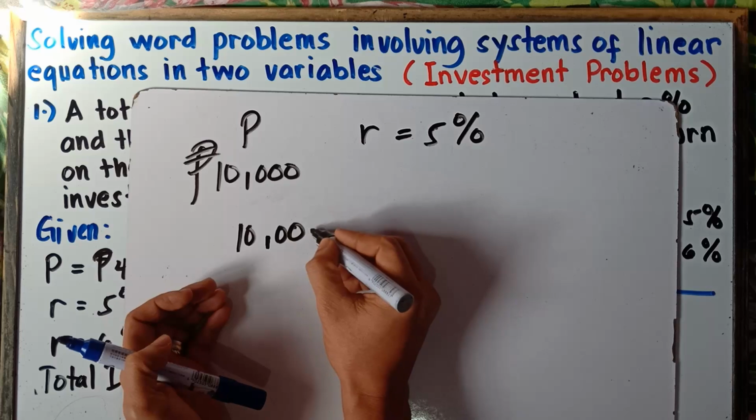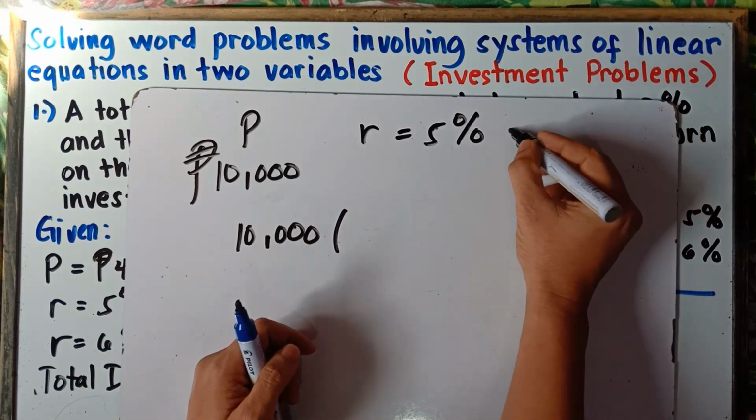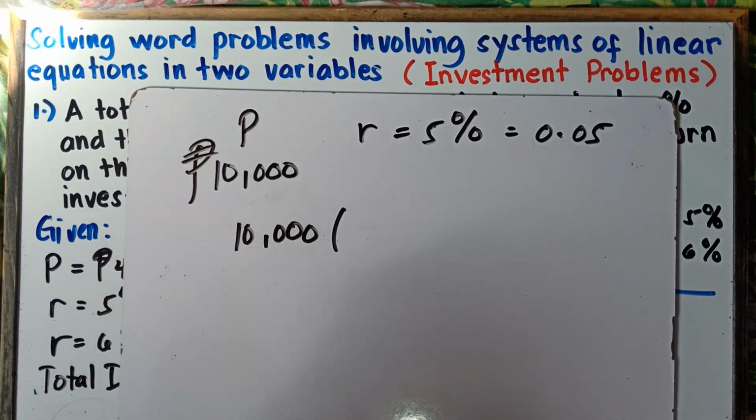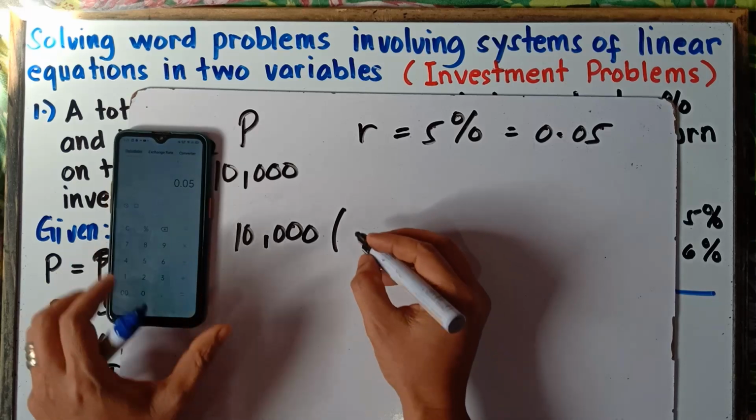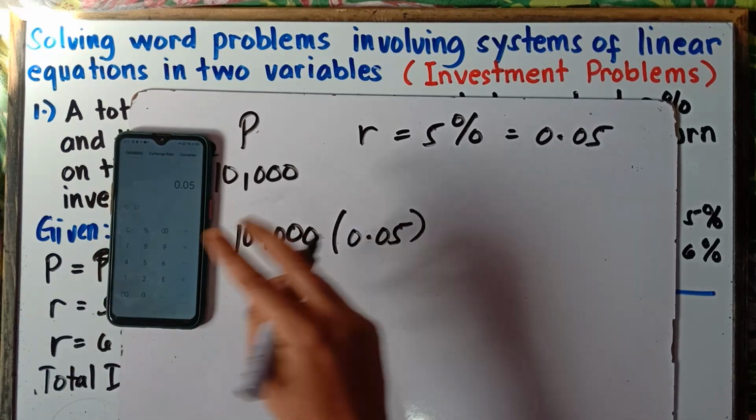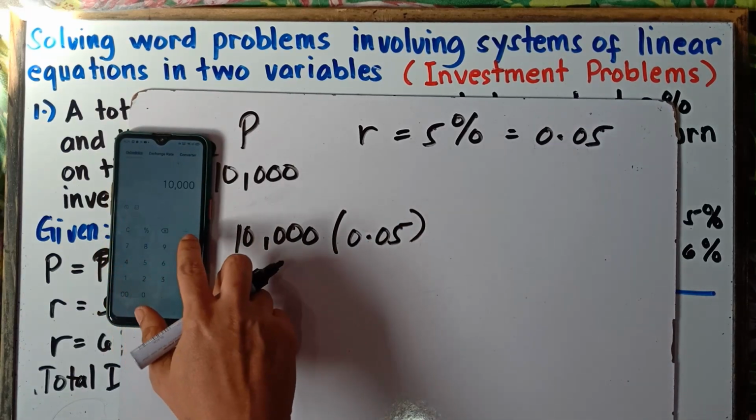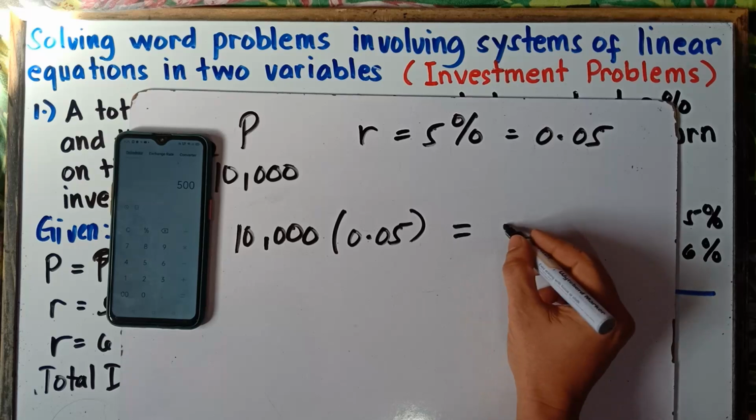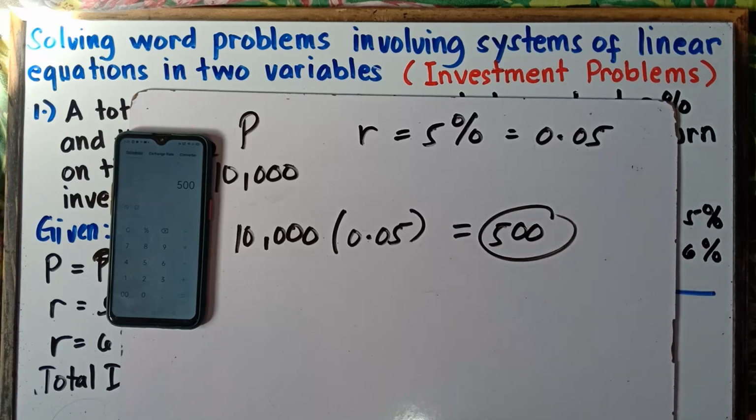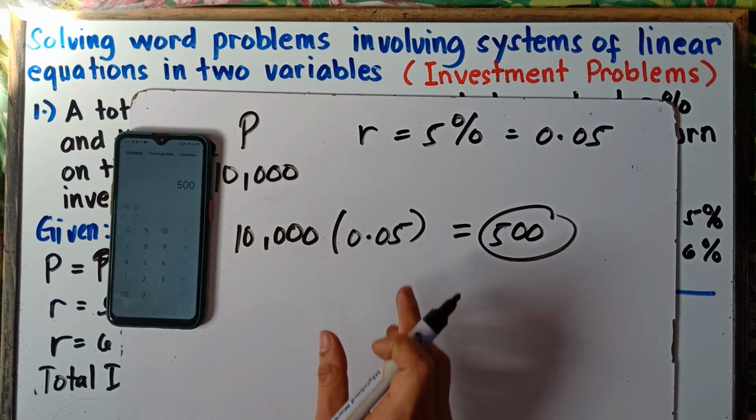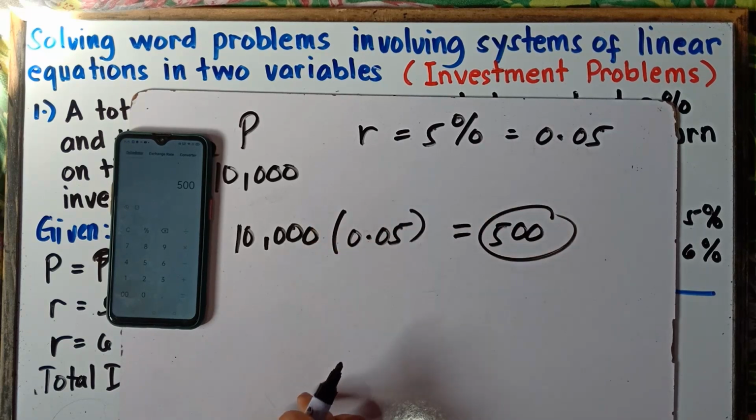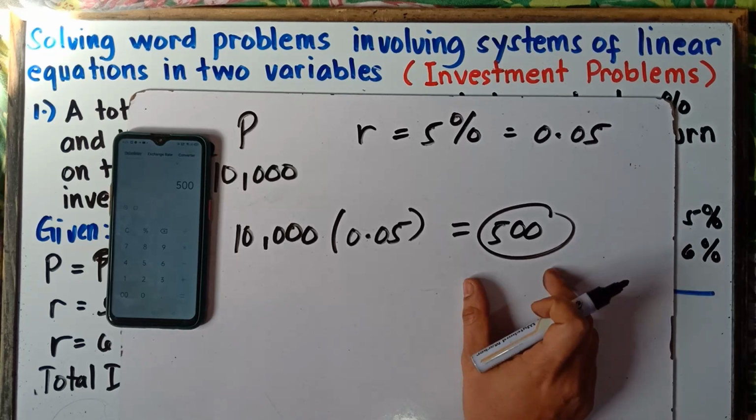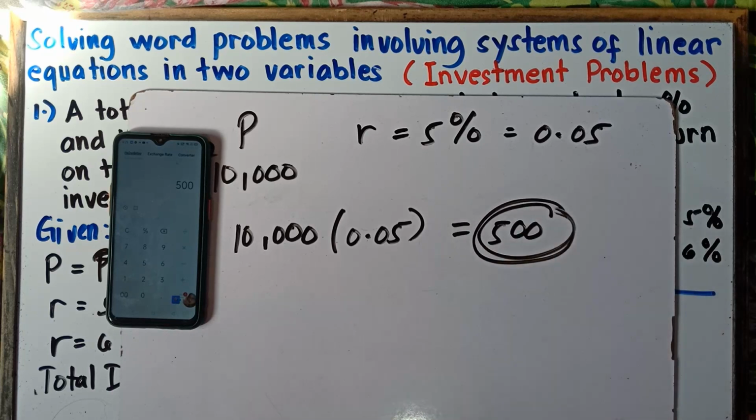Of course, to get the interest, you just simply multiply this, right? 10,000 multiplied by 5%, that would be 0.05. We explained that a while ago. So, simply use your calculator. 10,000 multiplied by 0.05. The answer, class, is 500. Therefore, the interest of 10,000 in a year at 5% is 500. The interest, class, is 500. This will be your income, class, 500 pesos.